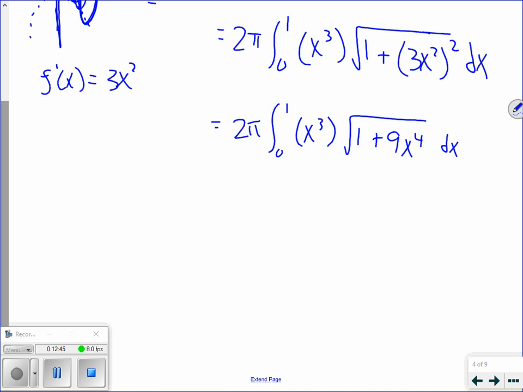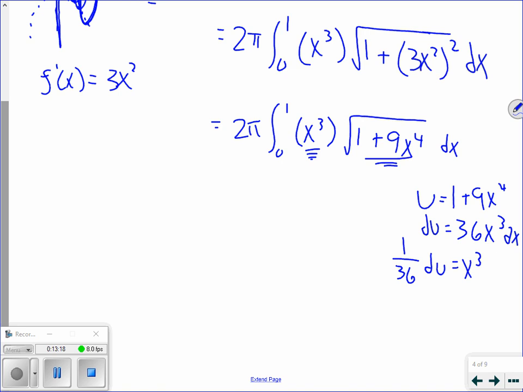Okay, so you got to figure out how to integrate here. Go down your list, see what works. I'm seeing that we have an inside as an x to the 4th and an outside as x cubed. So I'm thinking that u substitution is going to work pretty well for us. If I let u be 1 plus 9x to the 4th, du is going to be 36x cubed dx. So we got 1 over 36 du equals x cubed dx. And that works out great because there's dx and there's x cubed.